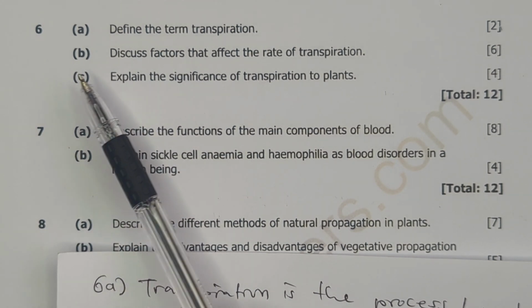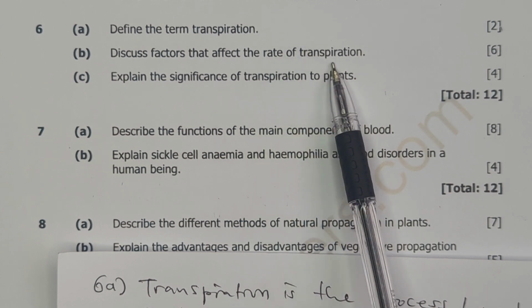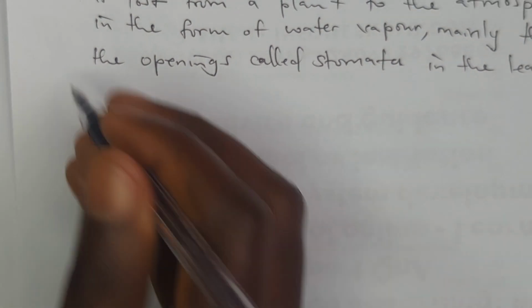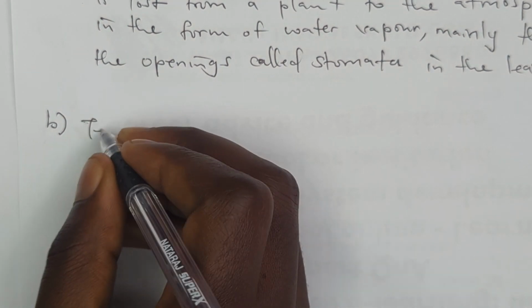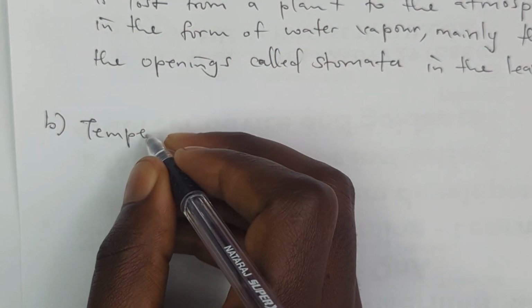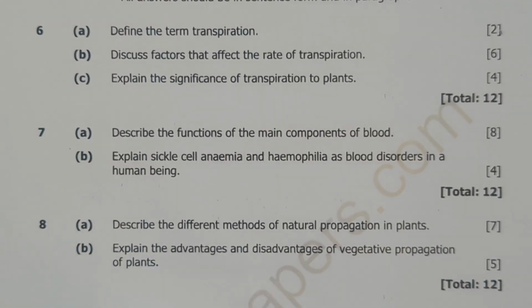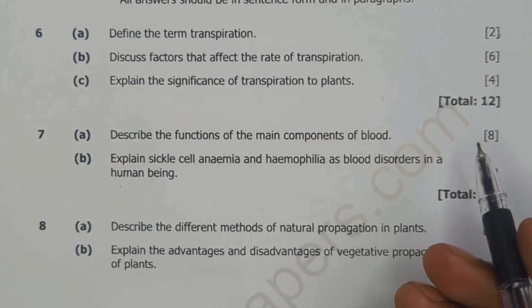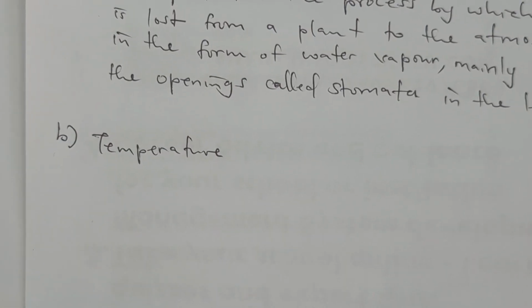The other question they're saying, discuss factors that can affect the rate of transpiration. So this is number B. We need to check the marks given. So here the marks given, that is 6. So we need to come up with 6 points on the factors that affect the rate of transpiration.